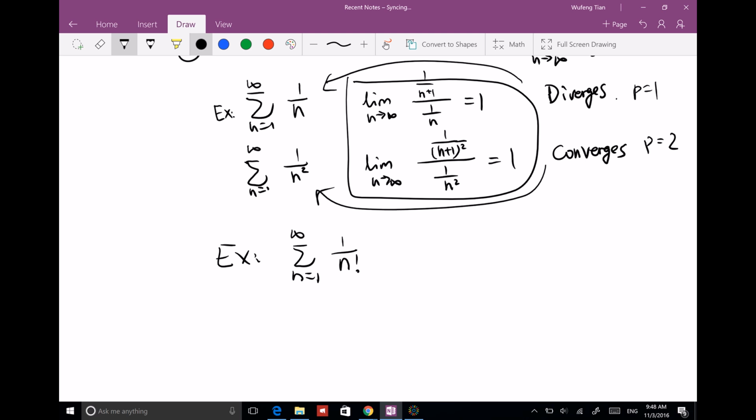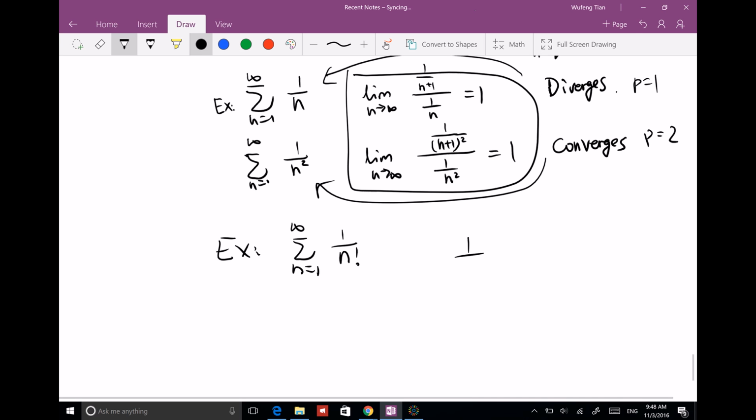What we did before, we compared 1 over n factorial with 1 over n squared. Sometimes you don't know which one to compare with. You say, where did you get the 1 over n squared? How do you know this one is bigger than it? Sometimes you just don't know that. But what if you cannot find another series to compare with? Then we can use the ratio test for this one.